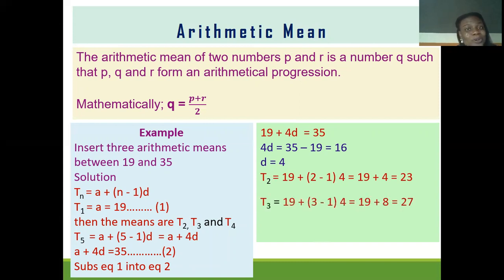T3 is going to be 19 plus (3 minus 1) into 4. So that will give us 19 plus, 3 minus 1 is 2, 4 times 2 is 8. So 19 plus 8, which will give us 27. And then T4 will give us 19 plus (4 minus 1) into 4. So 19 plus 12 will give us 31. So our three arithmetic means are 23, 27, and 31. So it's not difficult. If you understand the concept, it's going to be easy for you to solve.